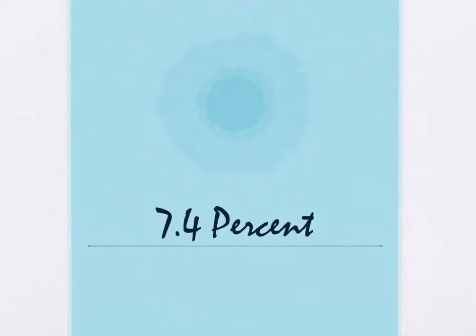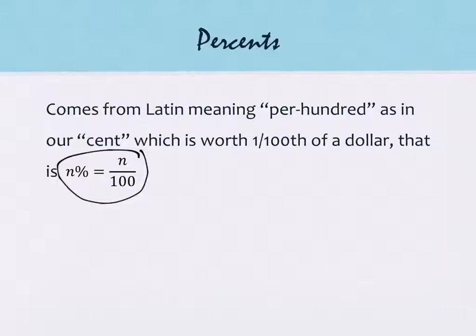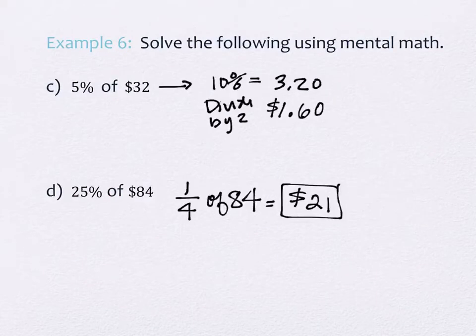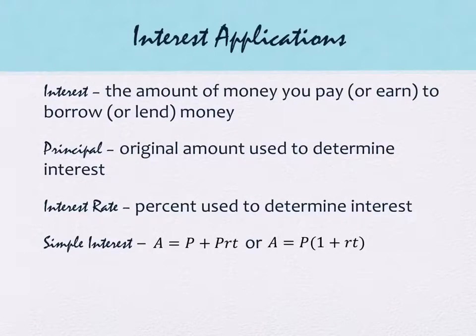We're going to finish up 7.4 today, talking about percent. In particular, we left off with a last little bit that's talking about interest. So we're going to flip over there to that portion and take a look at some interest applications.